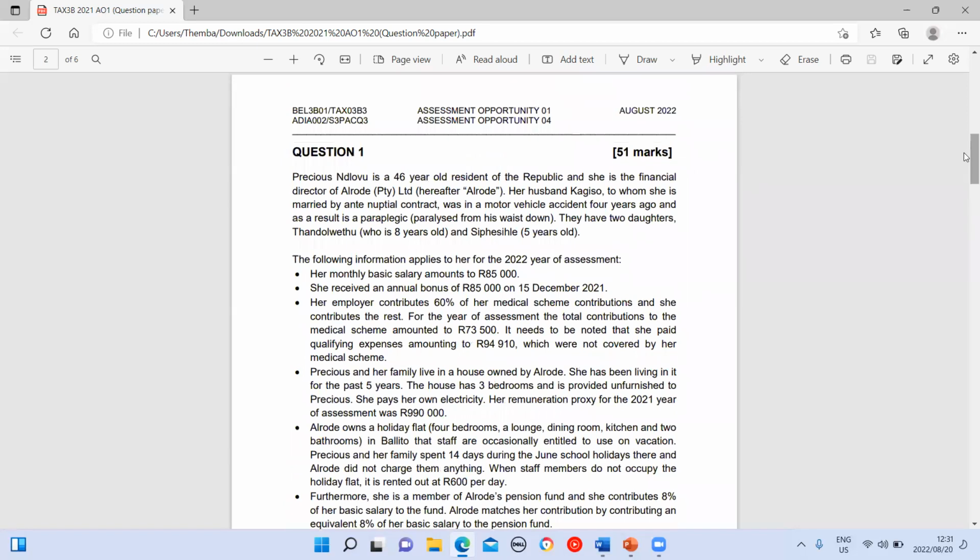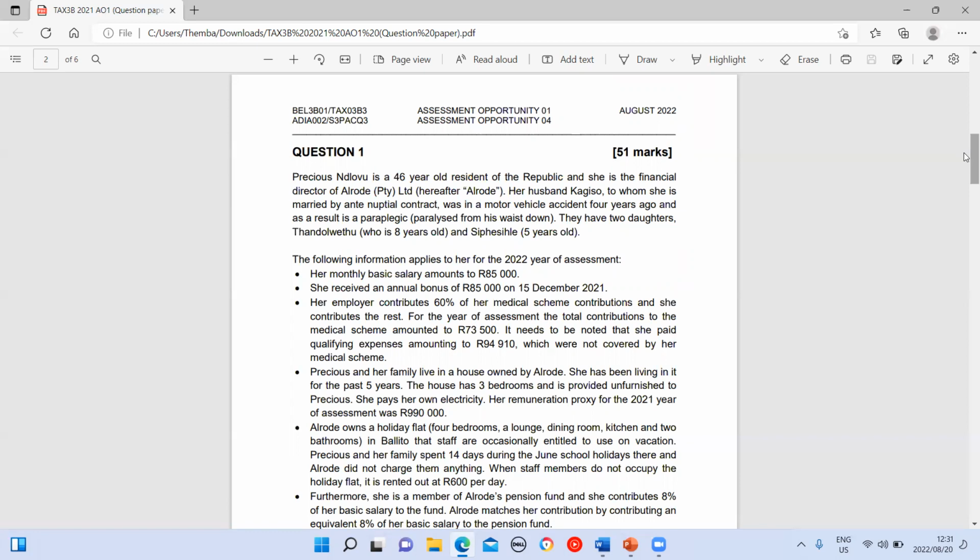So Precious Ndlovu is 46 years old. I always do this: we always pay attention to things that are significant. That age is very significant. Remember what I was doing in the slides, specifically the last section where we were talking about section 6B, the ages and the rebates. In fact, age is important for a lot of aspects of the tax payable calculation.